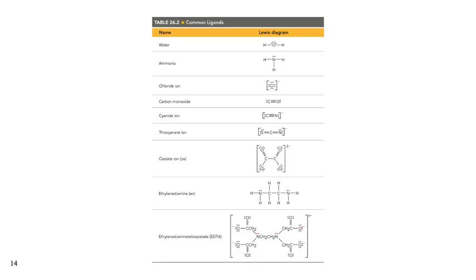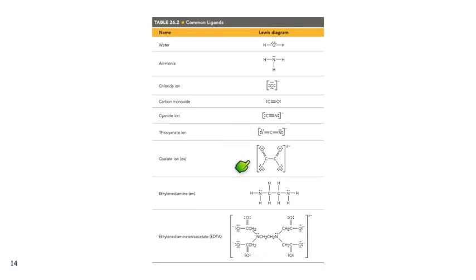So these are some common ligands. And if we look at their Lewis diagrams, what we see is that they all have some lone pairs. Water has two lone pairs, so it can form a coordinate covalent bond with a lone pair. Ammonia, the chloride ion has four lone pairs, so it can form a coordinate covalent bond using one of those lone pairs. Carbon monoxide, the cyanide ion, the thiocyanate ion, the oxalate ion.